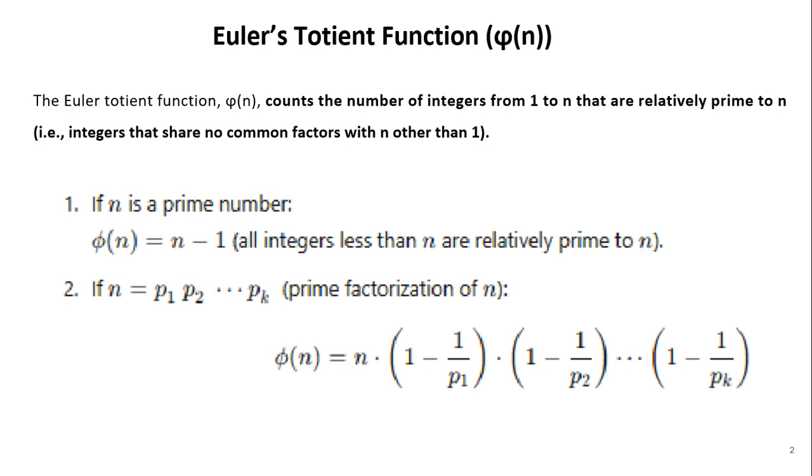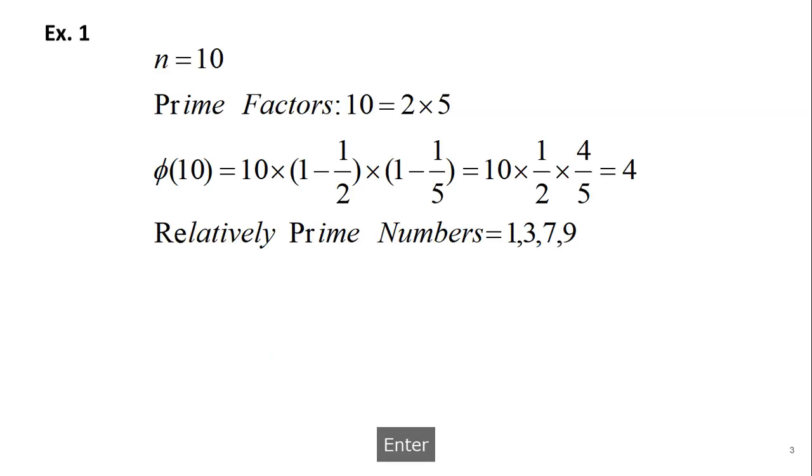Now we will see examples to understand the concept. First, n equal to 10. The prime factors of n are 2 and 5, where 2 is prime and 5 is also prime. Phi of 10 is equal to 10 times (1 minus 1/2) times (1 minus 1/5). After calculation, we get 4.